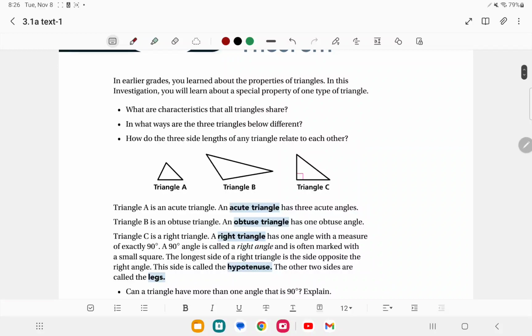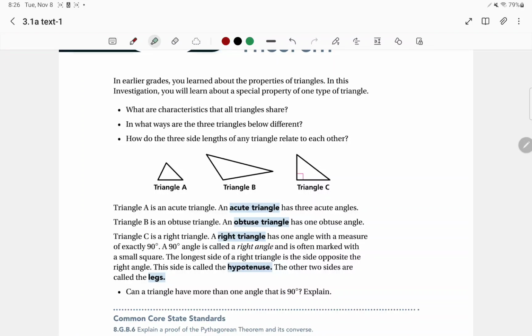So these three triangles down here, make sure you have these definitions written down in your notes. Number one, an acute triangle. Now, in an acute triangle, all three angles are less than 90 degrees. So the term acute means between 0 and 90. Okay, so make sure you have that down. Acute triangle has angles that are less than 90. So here's an example of an acute triangle.